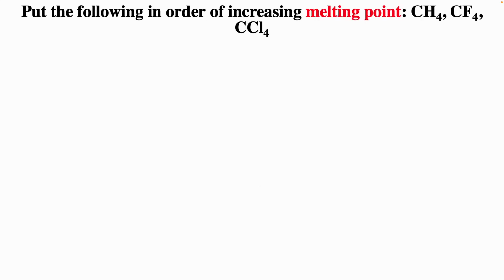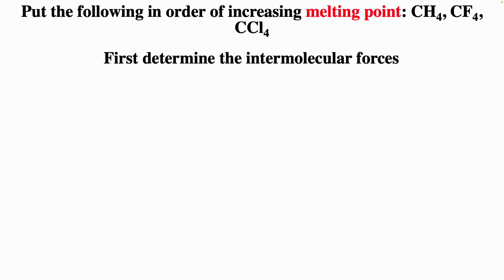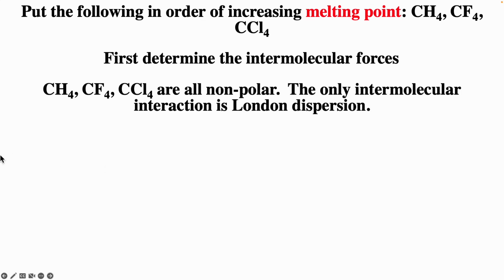Put the following in order of increasing melting point. So we have CH4, CF4, and CCl4. Again, the first thing I have to do is determine what are the intermolecular forces that are important. We should be able to draw these Lewis diagrams, and we see that for all three of these, we have a center atom surrounded by the same type of outer atoms with no lone pairs at the center, and so they're all nonpolar. And so again, the only interaction is London dispersion.